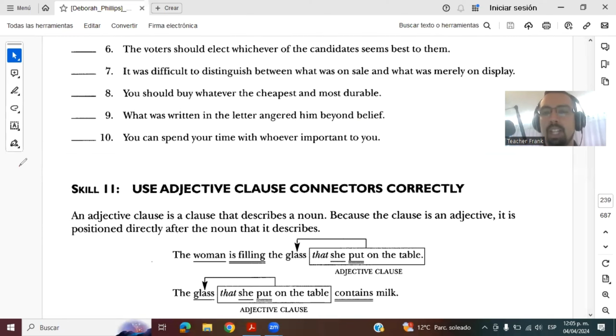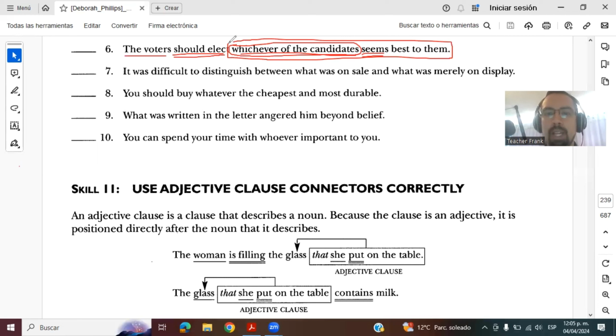All right, ready? Let's check number 6. The voters should elect whichever of the candidates seems best to them. So should elect is my first verb. Who or what should elect? The voters. We have whichever as a connector. We can even say whichever of the candidates is my complete connector. And then we have a verb, seems, right? This would be whichever of the candidates seems is the subject of seems, and they should elect them or him or her, right?